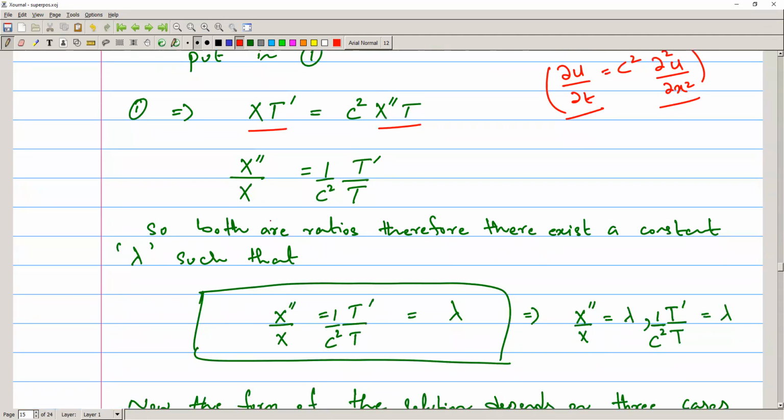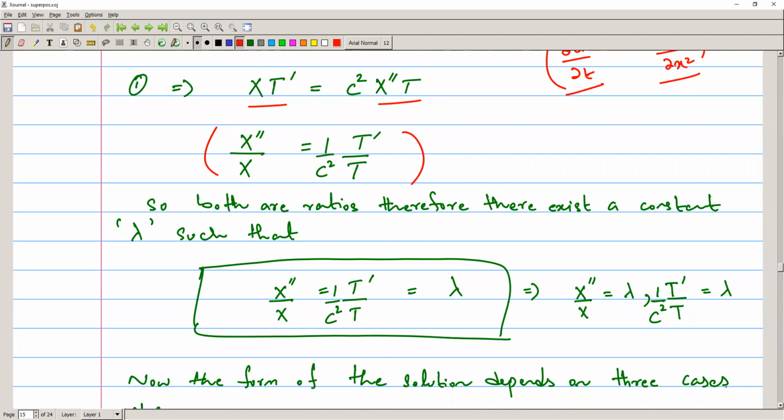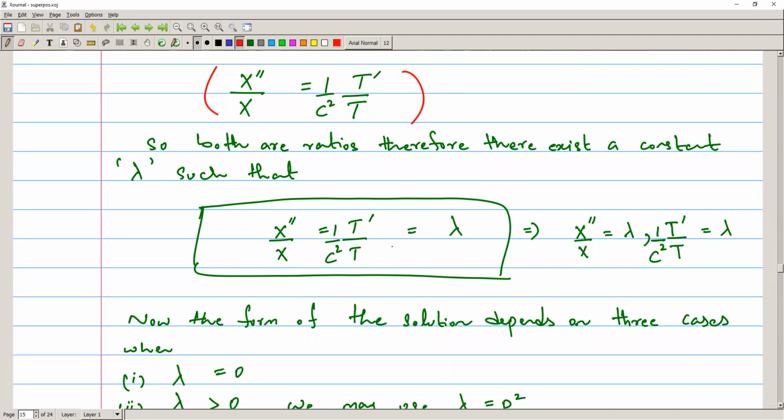So we will separate the variables, X with X and T with T. Here you can see that we have separated the variables, and now these equations will be converted into second order and first order ordinary differential equations. And we know that these are the two ratios. So therefore, there exists a constant lambda such that these ratios are equal to lambda, right? Now, if both the ratios are equal to lambda, then they are independently equal to lambda also, right? So here we write in this form.